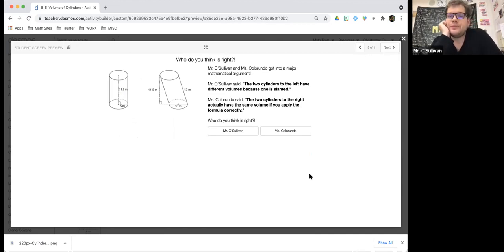Mr. O'Sullivan said the two cylinders to the left have different volumes because one is slanted. I'm typically right, so I would assume I'm right for this one. And Miss Colorundo said that the two cylinders to the left, this is a typo, this should say left, actually have the same volume if you apply the formula correctly. Who do you think is right? I'm going to go with myself because I'm always right.